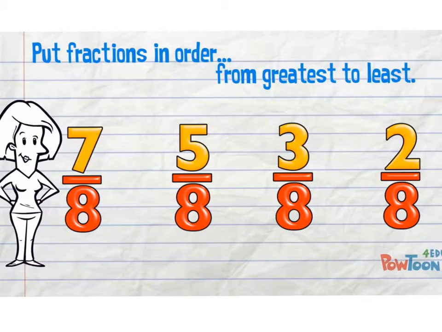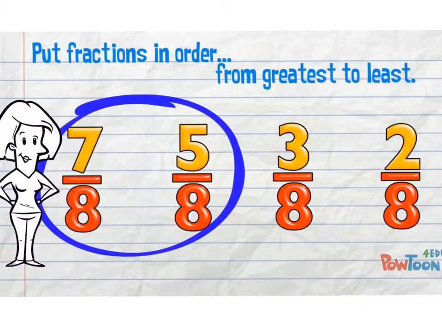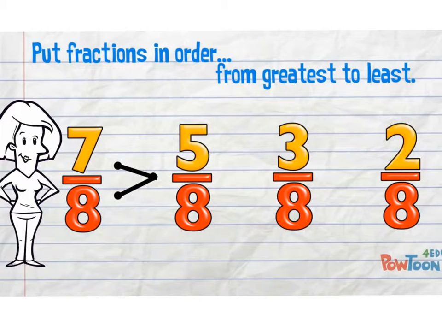We have to use the sign that shows that relationship. Between the first 2 fractions, put 2 dots for the bigger fraction and 1 dot for the smaller fraction. Join the dots, and there's our sign. Greater than. 7/8 is greater than 5/8.